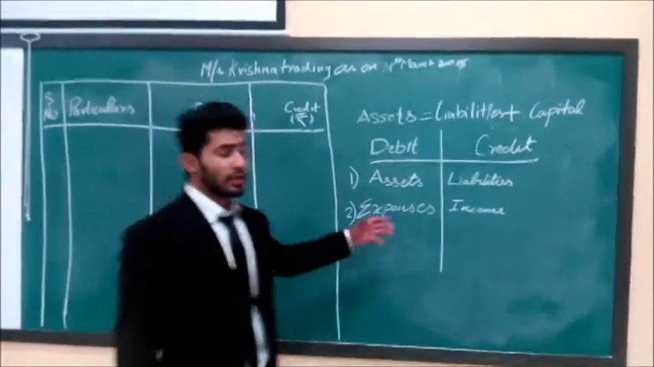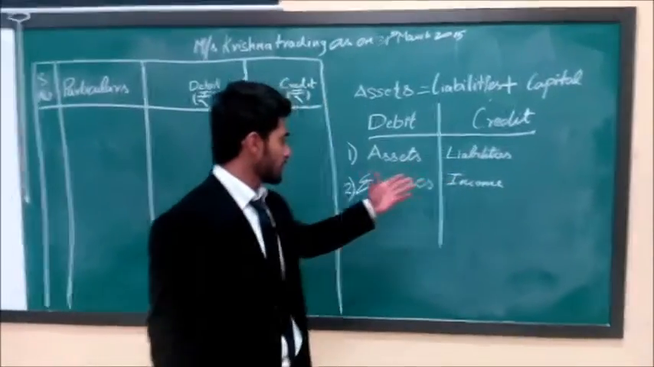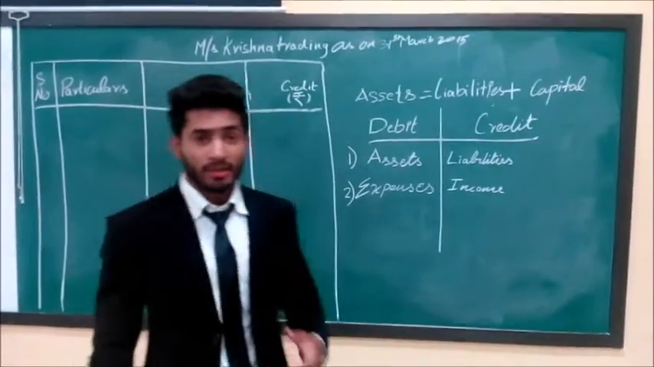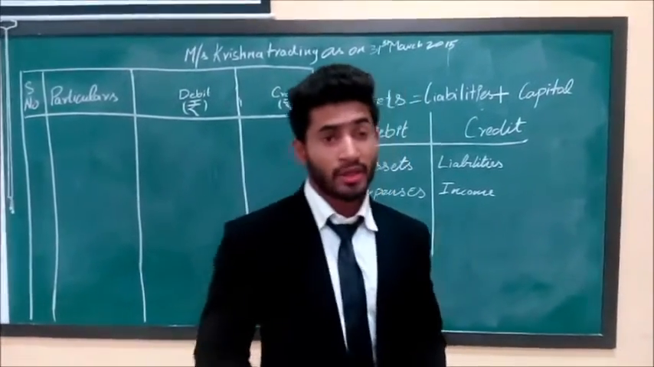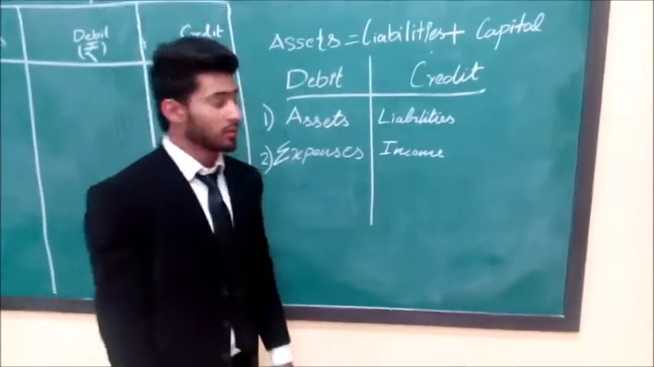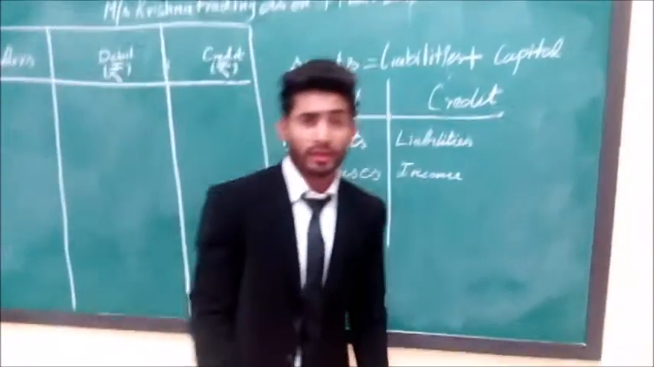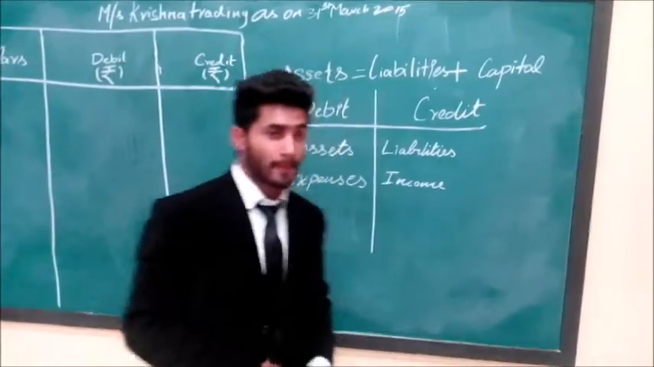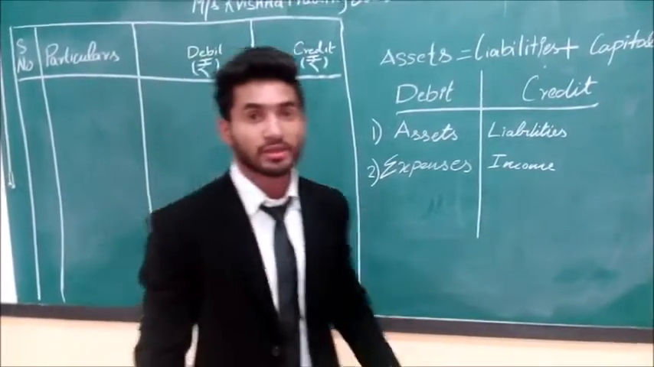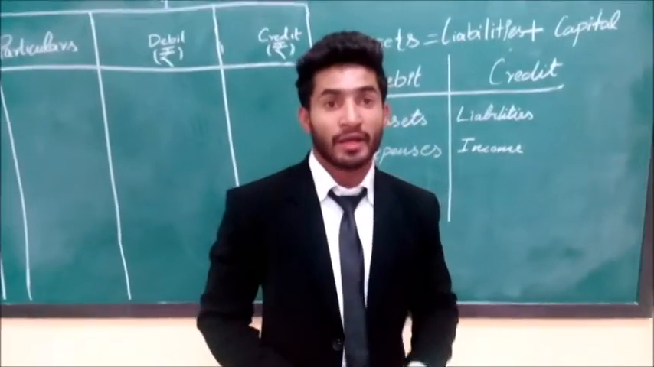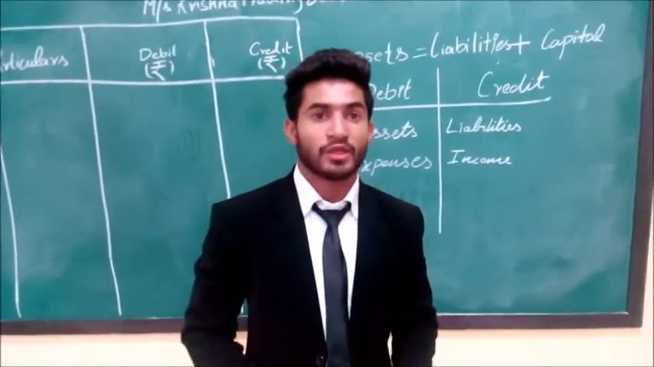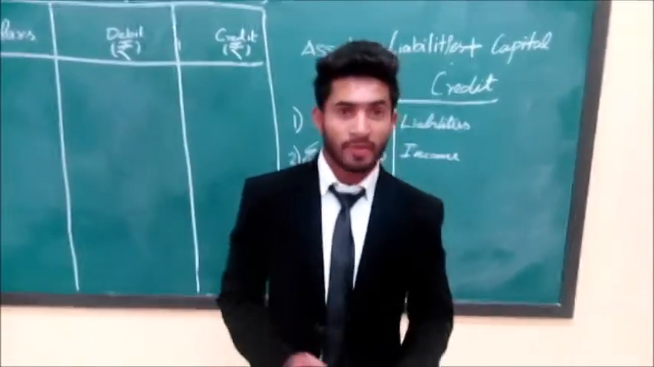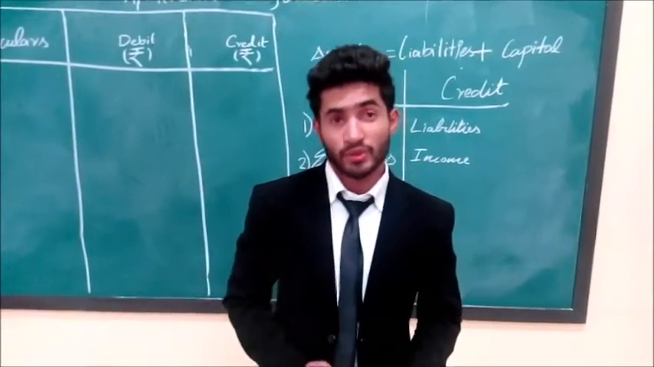Let me give you a little idea about what are assets, liabilities, expenses and income. So, assets include plant and machinery, land and building, debtors and so on. Moving to liabilities. Liabilities include creditors, bank overdrafts, bank loans and so on. Moving to expenses. Expenses include wages paid, rent paid, purchases and so on. Moving to income side. Income includes sales, commission received, discount received and so on.